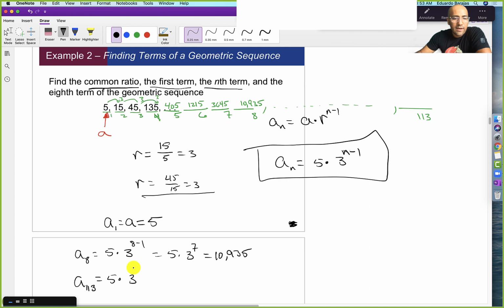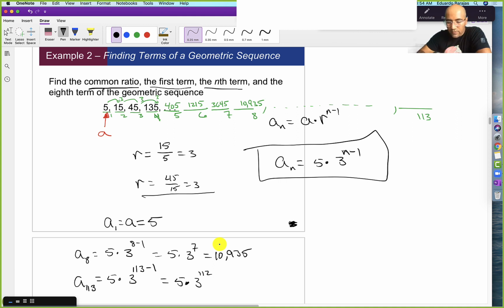Times 3 to the power of 113 minus 1, which is equal to 5 times 3 to the power of 112. Now, not only is it a lot easier to plug it in, but also we can express an answer in its exact form when we might not be able to actually multiply it, because this is such a huge number that I bet most calculators can't actually do it, right? Let me try. 3 to the power of 112. Well, okay, it does give you an approximation, but I'm getting times 5.